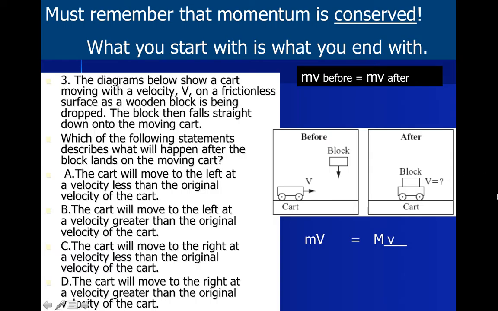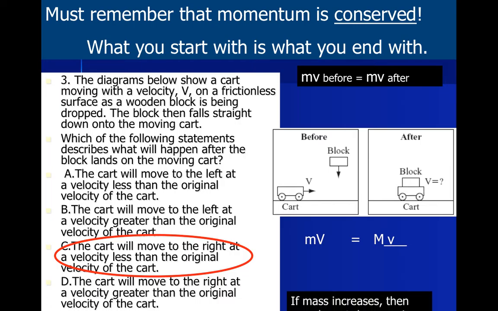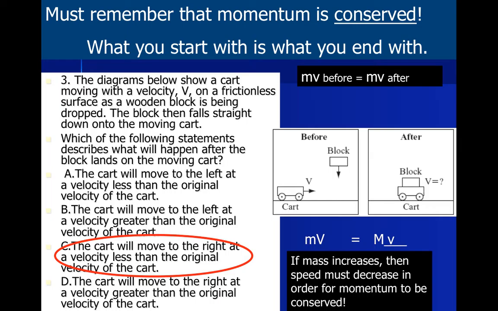So we have a smaller velocity here times a larger mass. So just thinking about that. The cart will move to the right with a velocity less than the original velocity of the cart. The only way this momentum would be the same, conserved, is if it's slowed down. And this happens in real life. If you add a block to a car that's moving, you'll notice it will slow down. And that has to do with conservation of momentum. If the mass increases, the speed must decrease in order for momentum to be conserved.